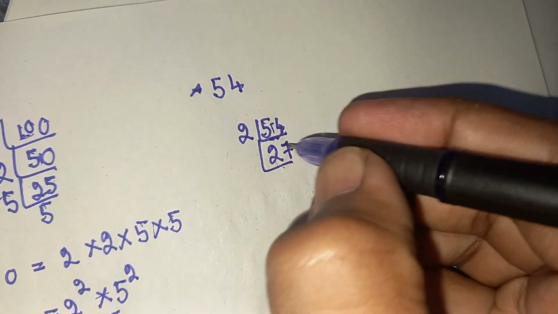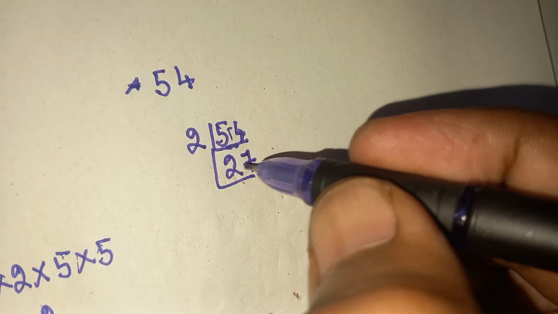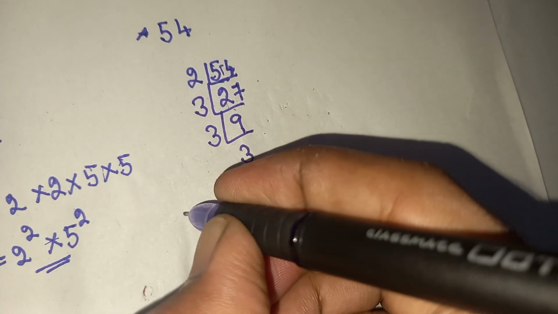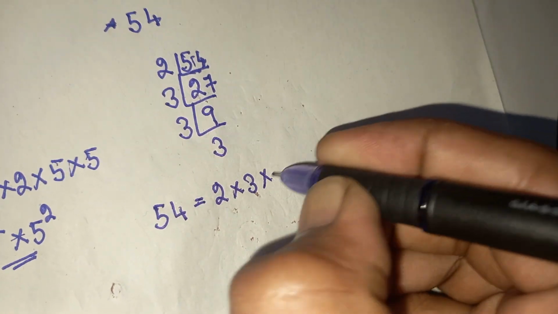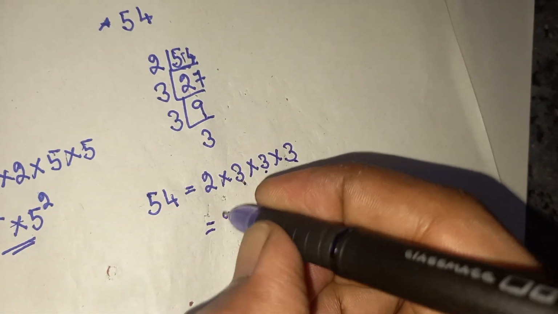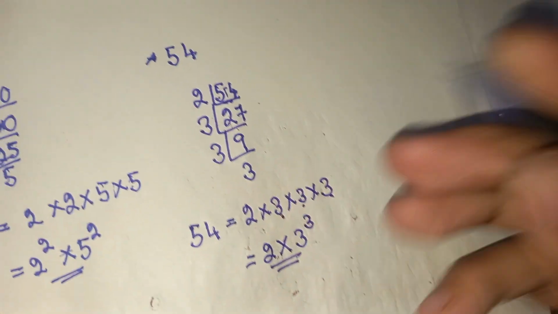Now 2 cannot divide 27, it is an odd number. Let's try 3. 3 can divide it. 3 times 9 is 27, so write it as 3 times 9. Again 3 times 3, so you can write 54 as 2 times 3 times 3 times 3. Here 3 is repeated three times, so you can write it as 2 times 3 cube, that is equal to 54.